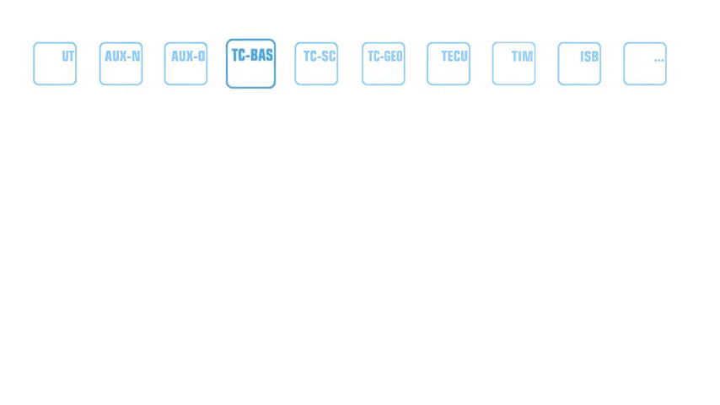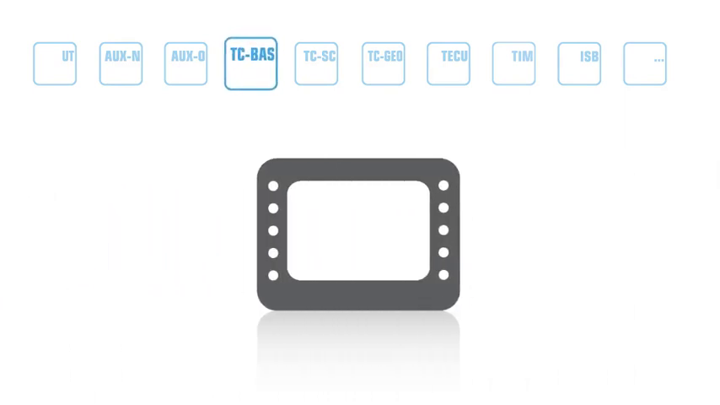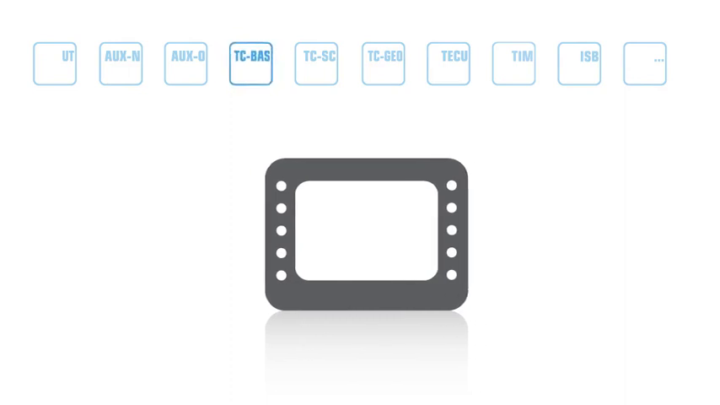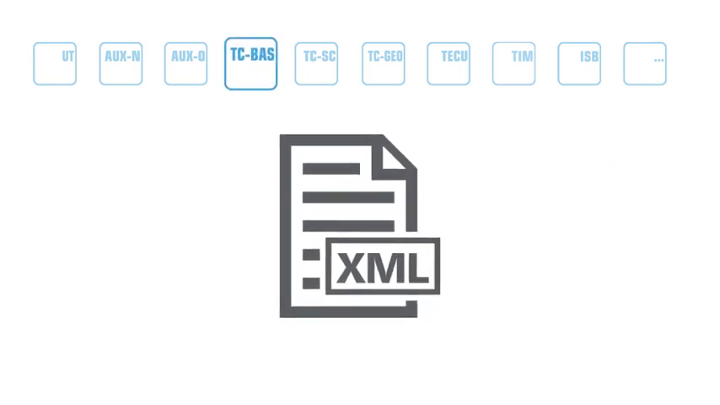With TC-BAS, which means Task Controller Basic, you're able to collect data which are provided by the machine, task-related, and record them. You can import planned orders out of a farm management information system or desktop software, and then export processed orders. The format for data exchange is standardized. Format ISO XML.